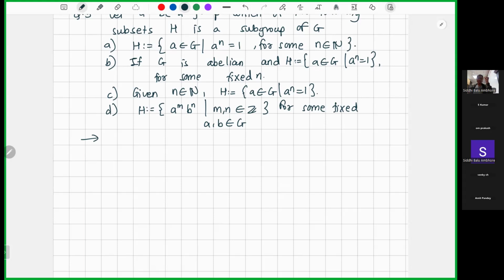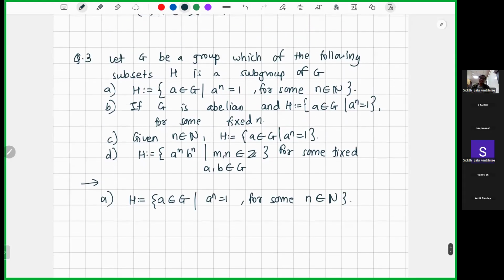So here what they are saying is that if A belongs to G, then A power n is equal to 1. So let us start with the first one. How is H defined? It is the set of all A belonging to G such that A power n is 1 for some n in natural numbers. So what does this mean? That all the elements of H have finite order in G.